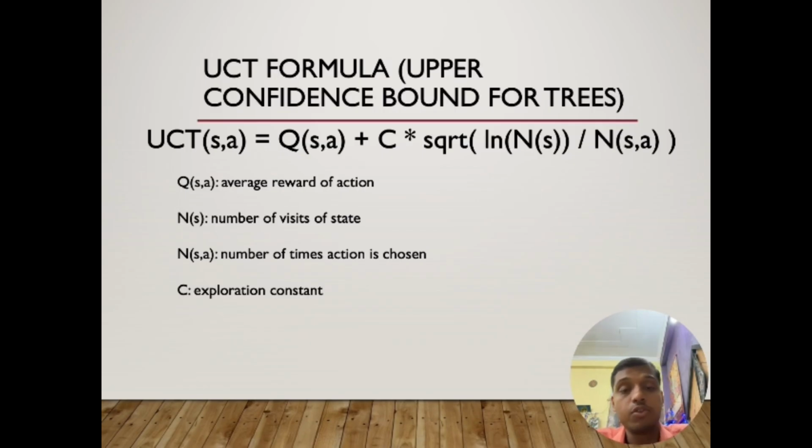Now the UCT formula, upper confidence bound for trees. The formula is UCT of S,A is equal to Q of S,A plus C times the square root of natural log N(S) divided by N(S,A). Here Q(S,A) stands for the average reward of the action. N(S) represents the number of visits to the state. N(S,A) represents the number of times an action was selected. C is the exploration constant. Finally, this formula helps the algorithm decide which node should be explored next.